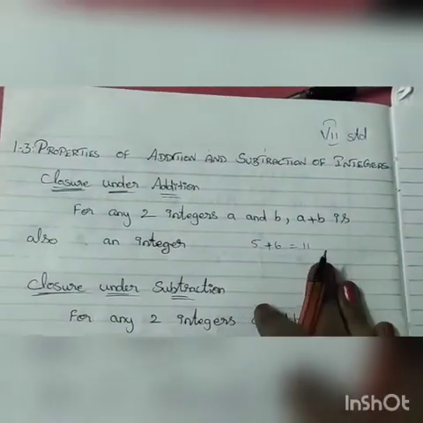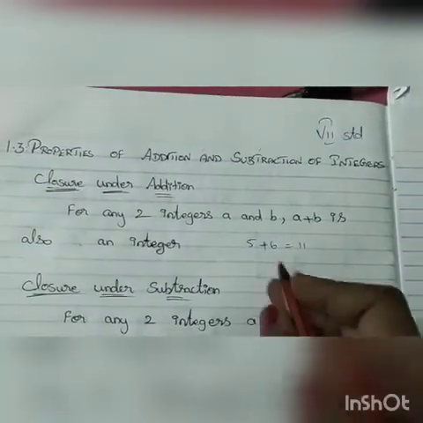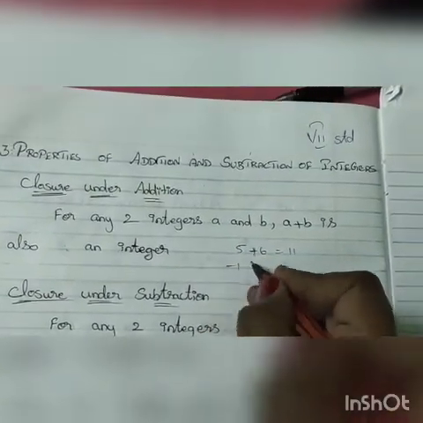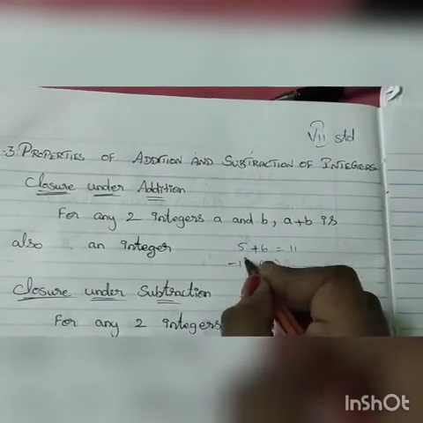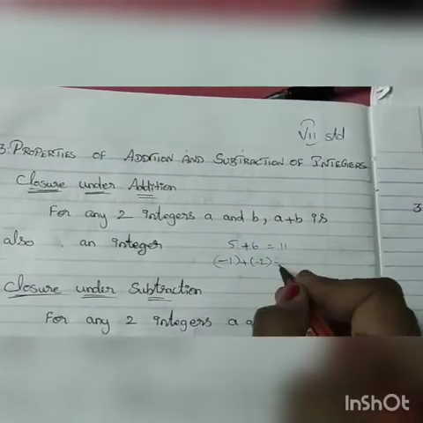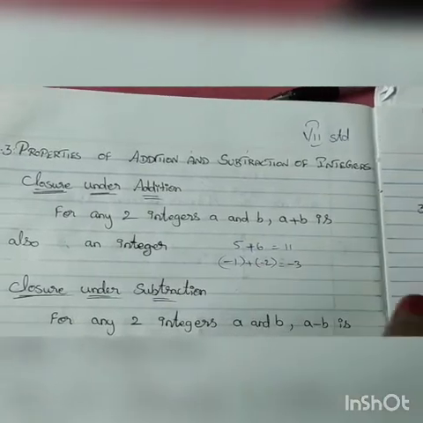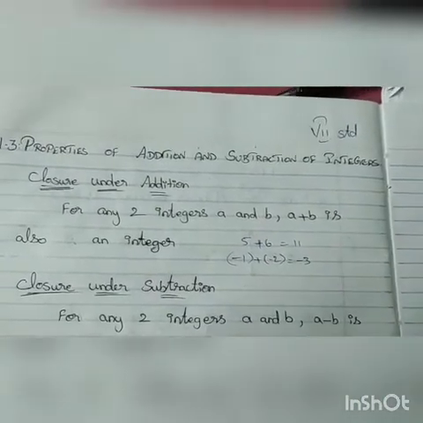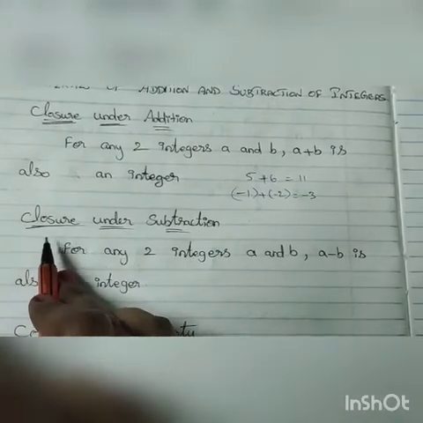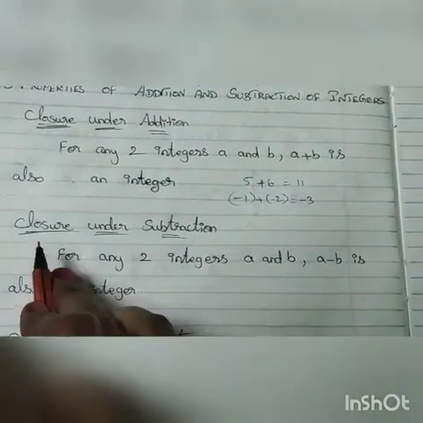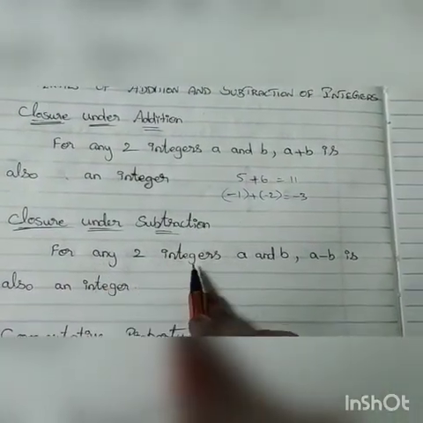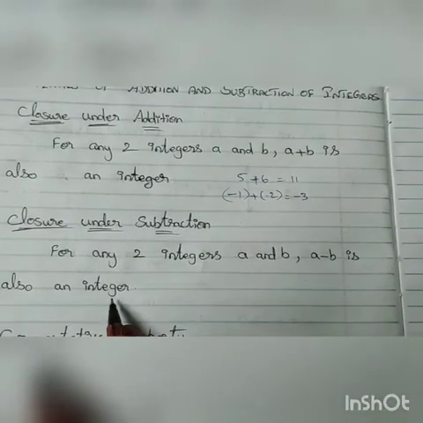Right? The same way in subtraction also, you can say some minus 1 plus minus 2. If we add these two, we get minus 3. This minus 3 is also an integer. Also we could say closure under subtraction. In closure under subtraction, for any two integers a and b, a minus b is also an integer.